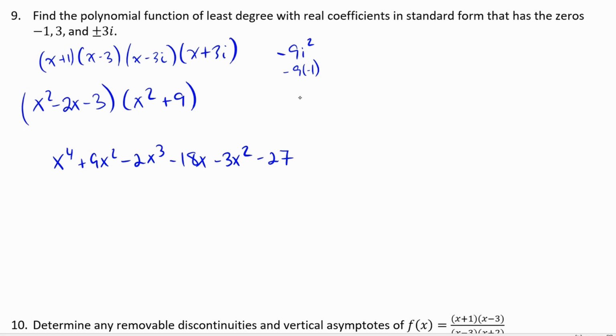And from here, we just need to combine whatever like terms we have for our final answer. X to the fourth minus 2x cubed. Then 9x squared minus 3x squared, that gets me plus 6x squared. Minus 18x minus 27. And that's going to be our final answer there. There are multiple solutions to this. You can multiply this by 2 or 3 or negative 1. But either way, the zeros are going to come out no matter what.